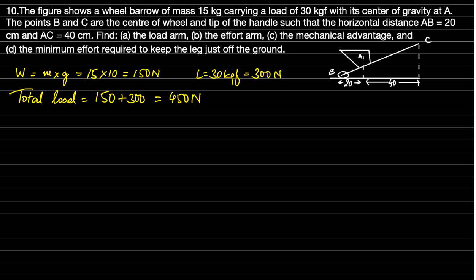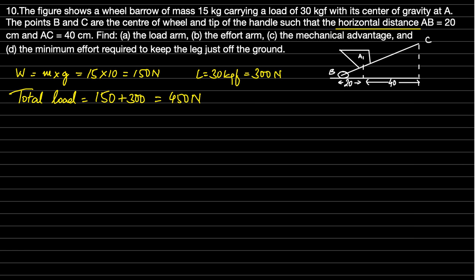Now the points B and C are the center of the wheel and the tip of the handle, such that, so B is the center of the wheel, C is the tip of the handle, such that horizontal distance, now this is something which we should take care actually. It is given as horizontal distance. It's not just given as distance, horizontal distance. So horizontal distance means distance with respect to the ground. AB is given as 20 centimeters and AC is given as 40 centimeters.